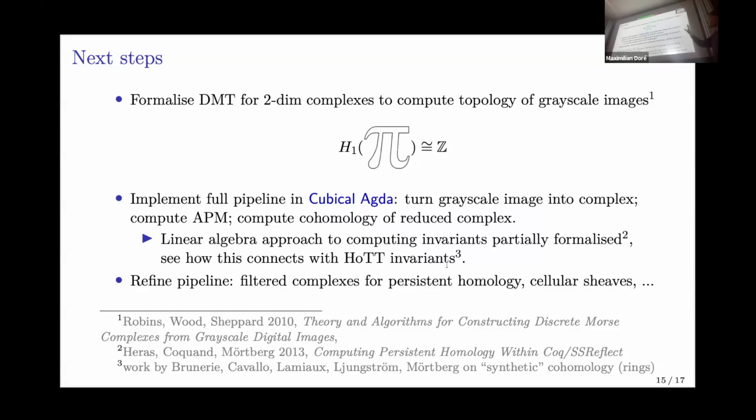And then hopefully once a basic pipeline works for some images, let's say, there are numerous other methods of TDA that I think would be interesting to look at and see if we can incorporate this.